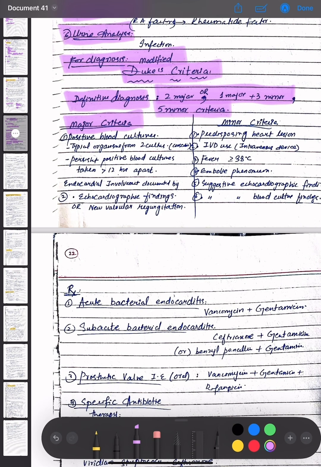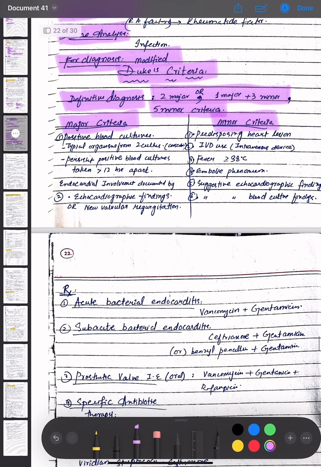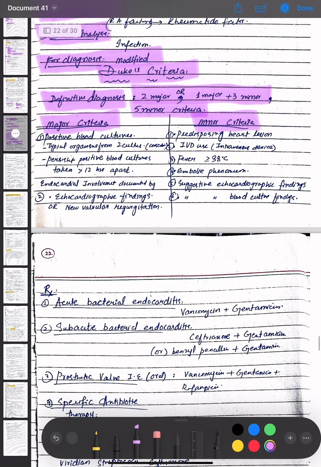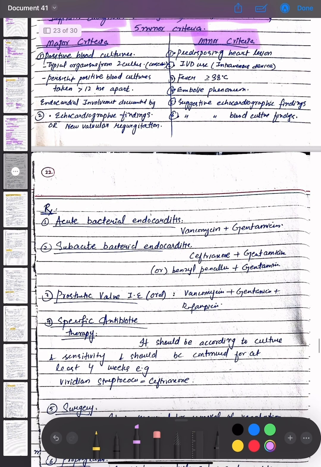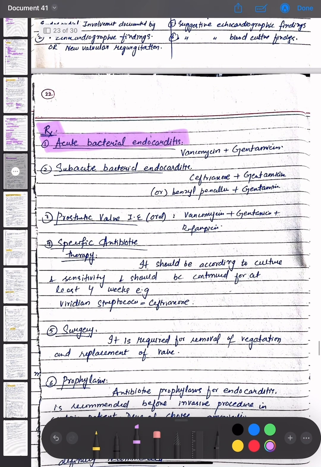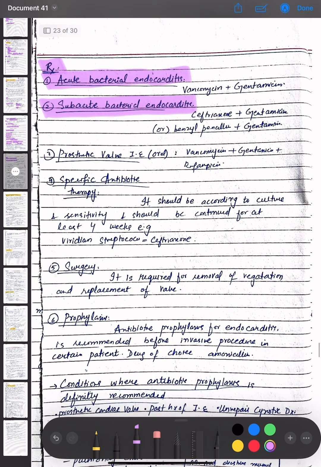The minor criteria are predisposing heart lesions, intravenous devices, fever greater than or equal to 38 degrees C, embolic phenomena, suggestive echocardiographic findings, and suggestive blood culture findings. The treatment options are acute bacterial endocarditis, that is vancomycin plus gentamicin, then subacute bacterial endocarditis, ceftriaxone plus gentamicin or benzyl penicillin plus gentamicin. Prostatic valve oral, that is vancomycin plus gentamicin plus rifampicin is used.